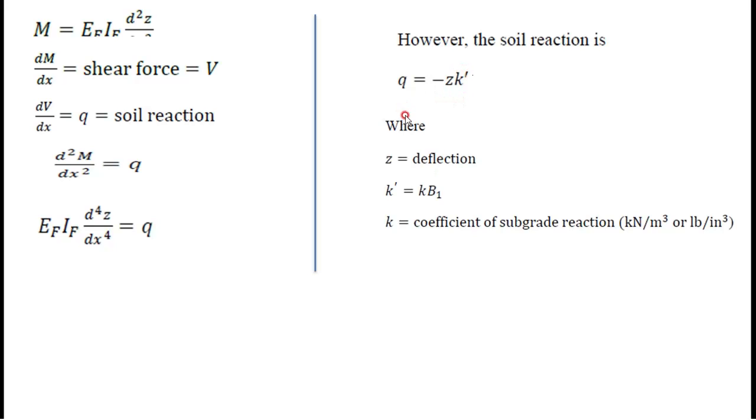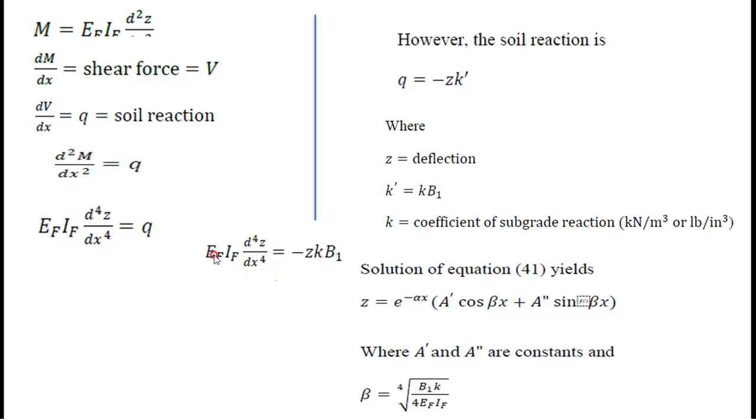This equation we will use in pavement design also. That equation I considered here, Q equal to minus Z into K dash, where Z is the deflection, K dash is K into B1, B1 is the width of the beam, and K is the coefficient of subgrade reaction. By substituting this one, now I can equate these two methods. This is the subgrade reaction concept and this is the strength of materials concept, and equating these two I will get EI d⁴z/dx⁴ equal to minus zKB1.